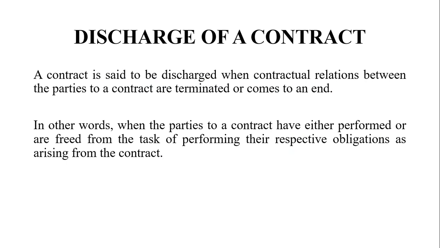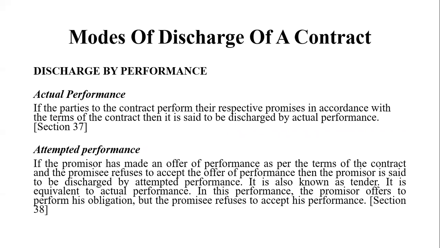So what are these conditions? The first one is discharge by performance. There are two main examples under discharge by performance. The first one is actual performance. If the parties to the contract perform their respective promises in accordance with the terms of the contract, then it is said to be discharged by actual performance, according to section 37.